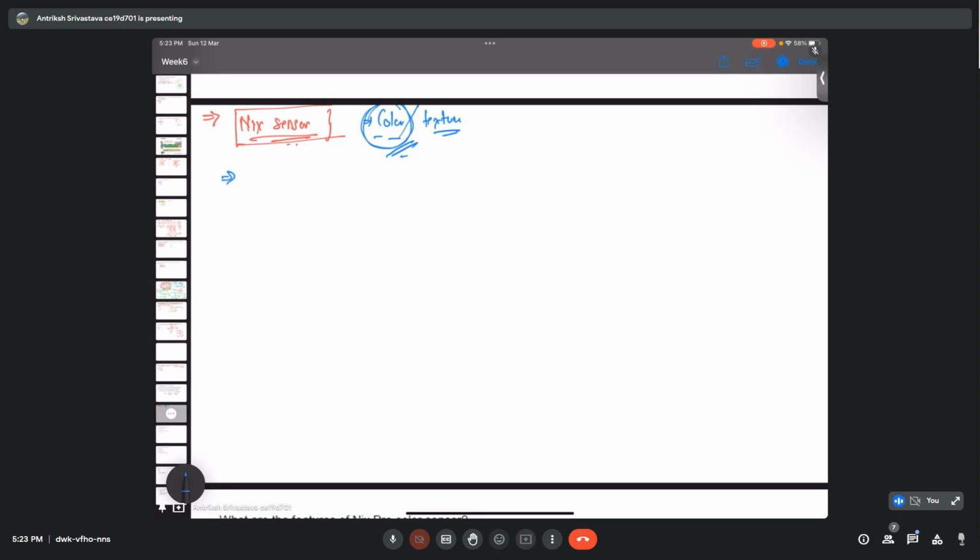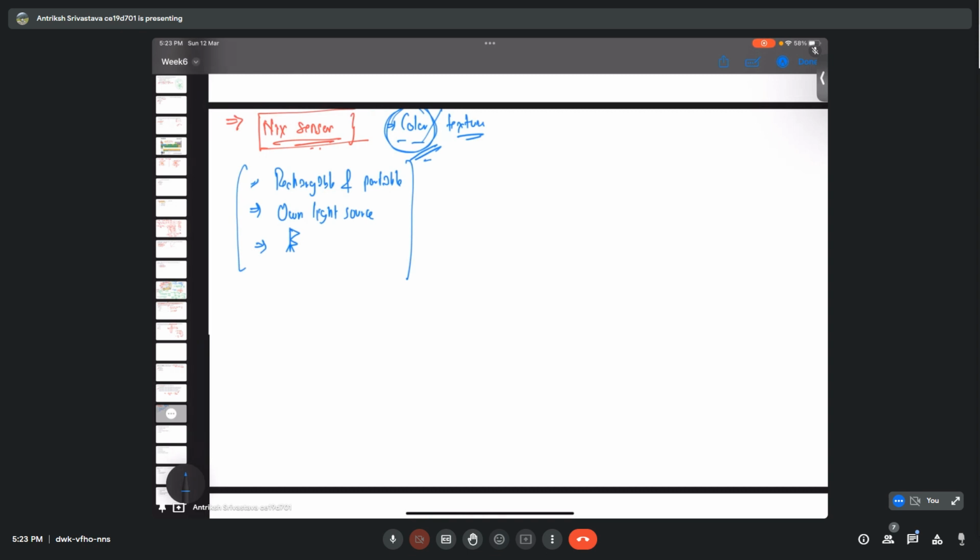And what were some of its features? It was rechargeable and portable. Small diamond shape of sensor, it is portable. It has its own light source, right? It can connect to your smartphone, so for that, let me just write it here, with Bluetooth. Then their apps are available, and it was small and lightweight. So these were some of the features of your NICS sensor.